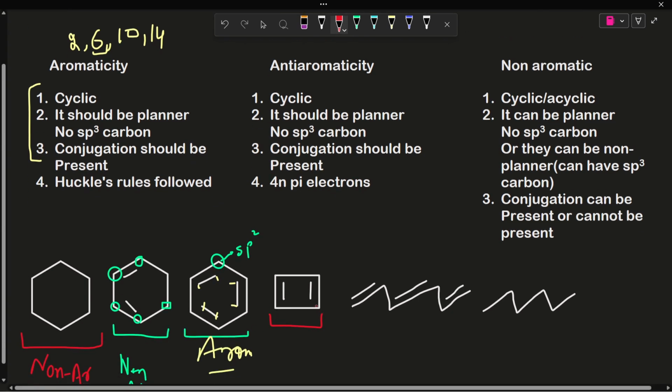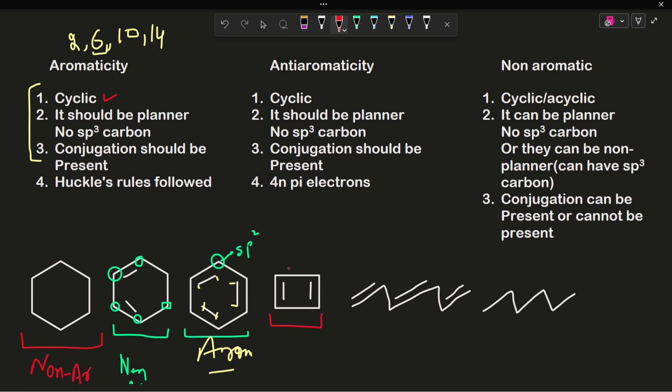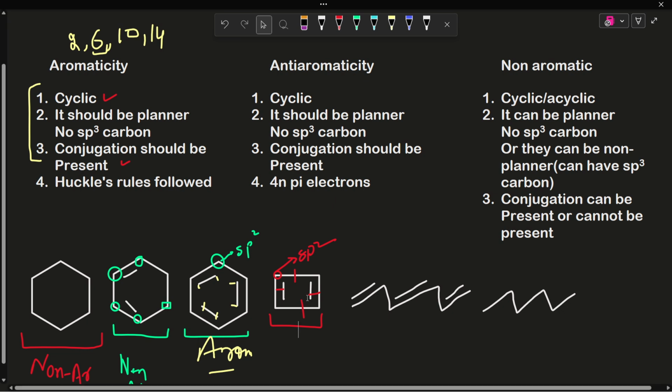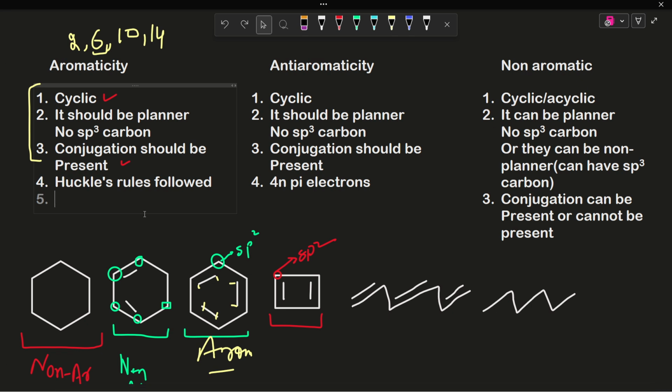In this compound, you might be seeing it is cyclic. Yes, it is cyclic. It should be planar. It is planar because every carbon in it is sp2. Fine, sp2. And it should have conjugation: double bond, single bond, double bond, single bond, alternate double and single bonds. It is having conjugation, right? Yes, so it is having conjugation. What about Huckel's rules? Does it follow Huckel's rules? No, it doesn't follow Huckel's rules.